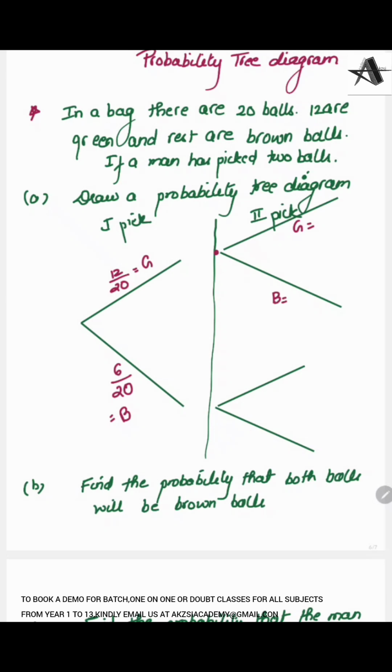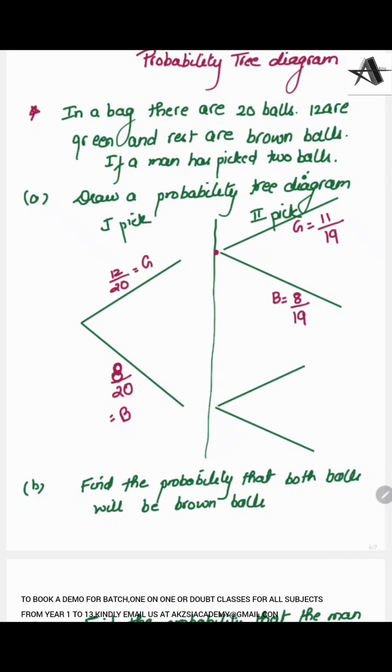Because he has already picked 1 green ball, how many green balls are remaining? 11 green balls are remaining out of 19. Then for brown, in the first pick he hasn't picked the brown one, right? Because I'm talking about only this case. So in the first pick he has picked a green ball, so the number of brown balls remains intact. That means number of brown balls is 8, I'm sorry, I wrote 6 here, it's 8. So 8 out of 19, because 1 green ball he has already picked.